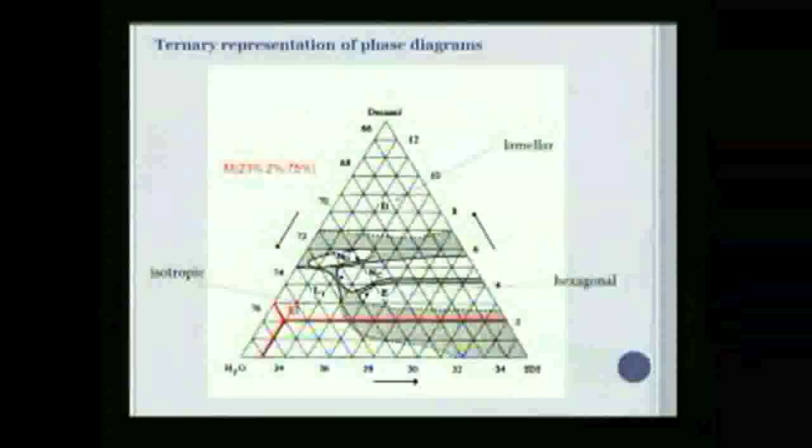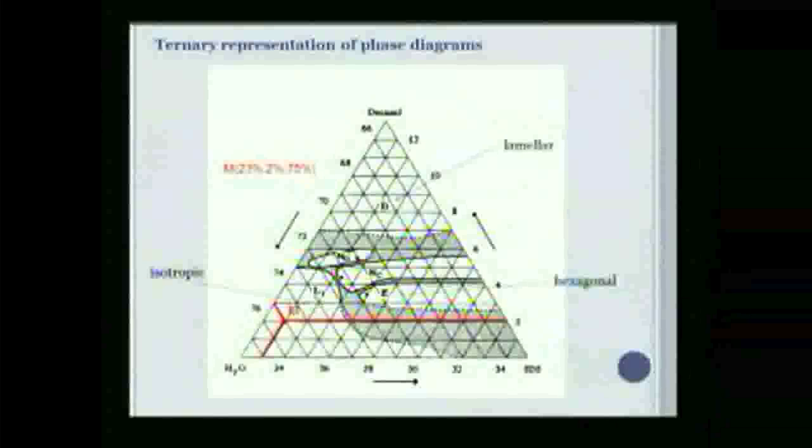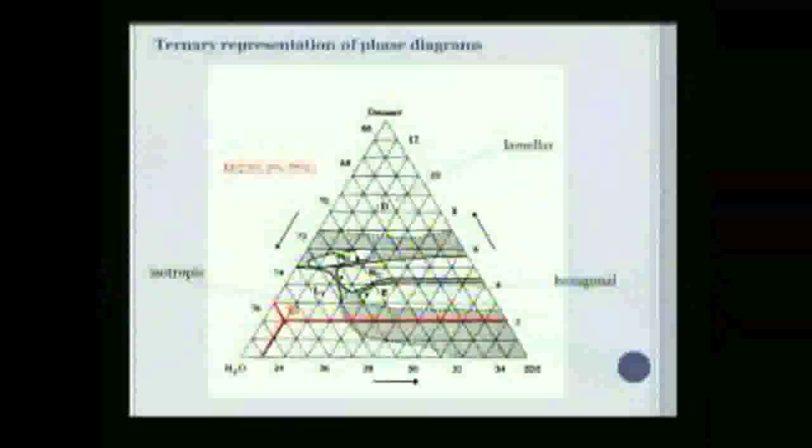So this ternary representation is not the same phase diagram that I've shown before. In this case, it's SDS, water, and decanol. It's just a longer chain of the co-surfactant: 10 carbons in the chain instead of 8 carbons. So you see this representation.